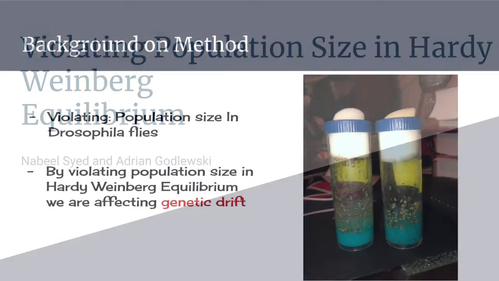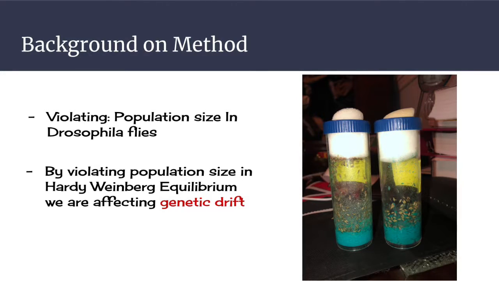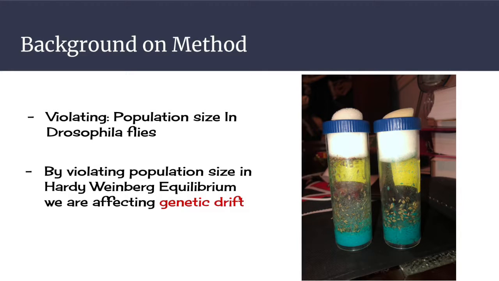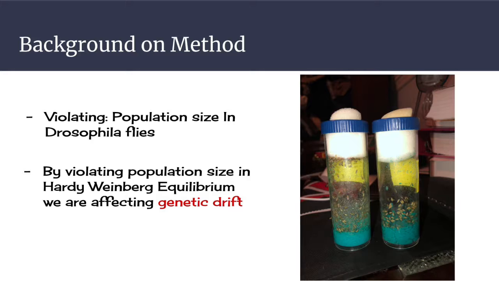In this experiment, we used fruit flies to violate the assumption of Hardy-Weinberg in their population size. By violating Hardy-Weinberg, we are basically bringing a drastic change in genetic diversity because of a smaller population. We created two breeding populations, one with one wild-type female and one white-eye female, and the second with five wild-type females and five white-eye females.